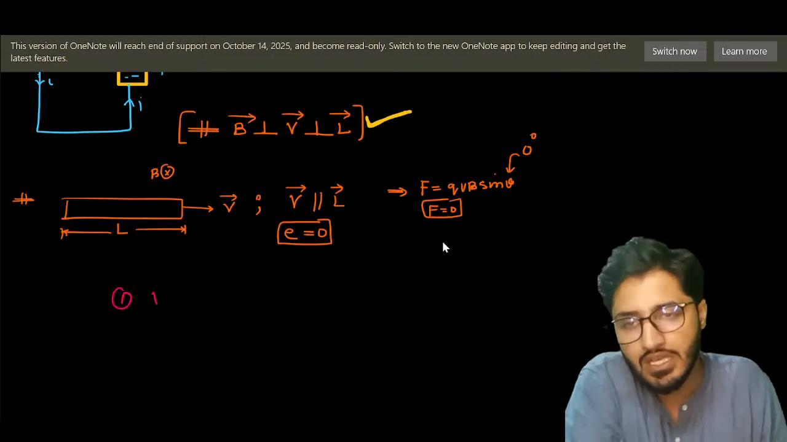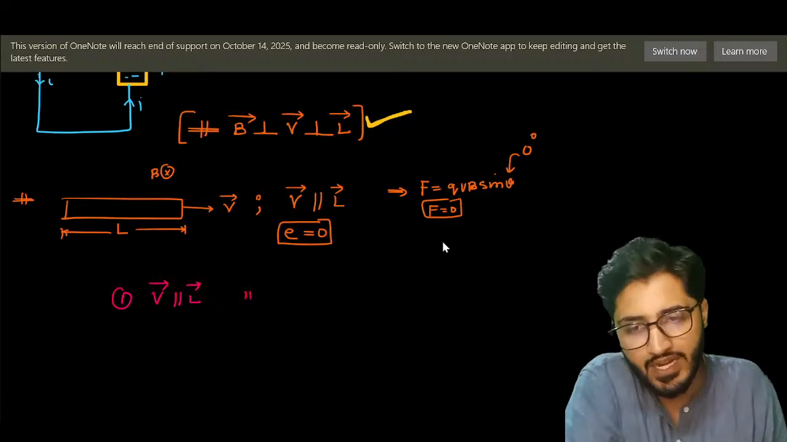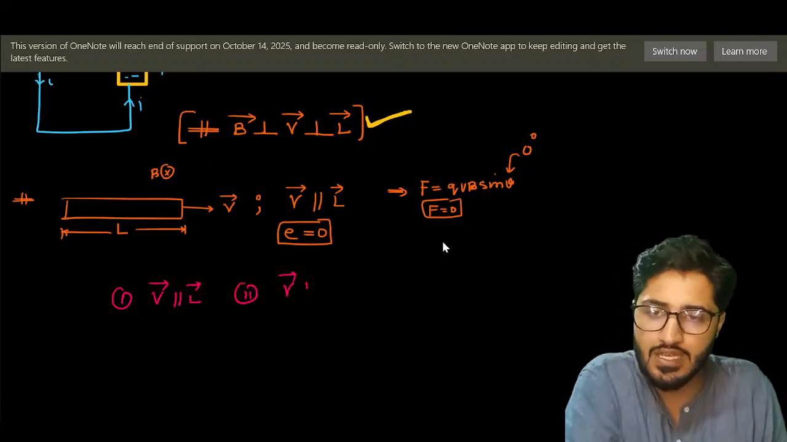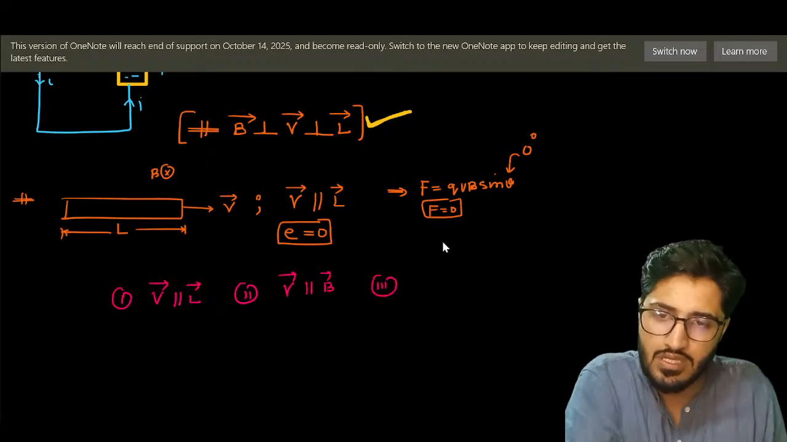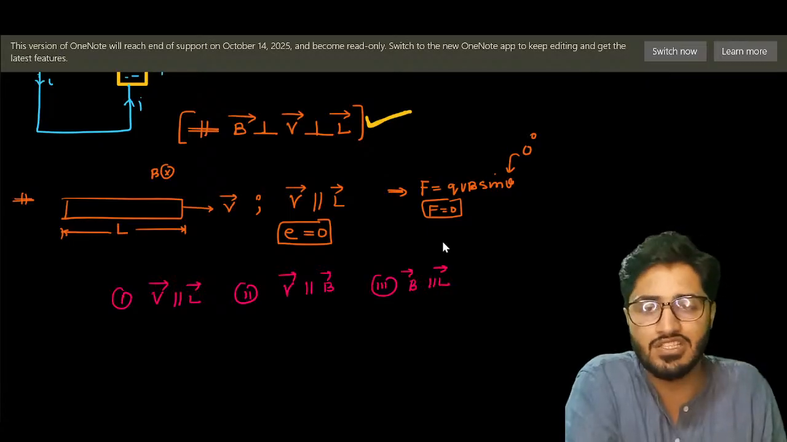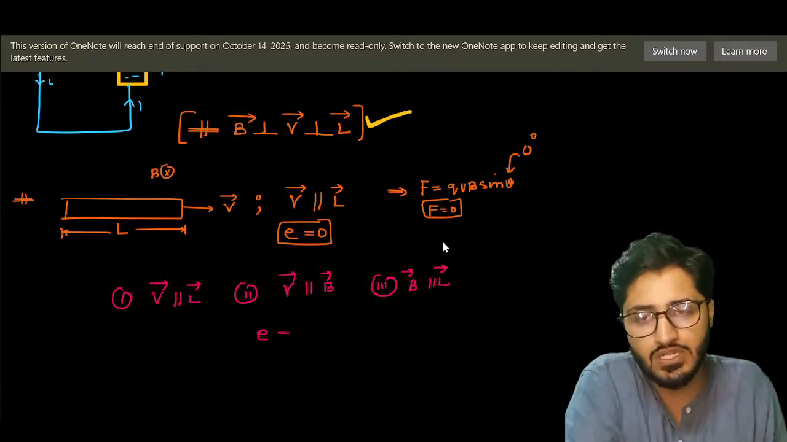So you need to know three conditions. First, if the velocity is parallel to the length. Second, if the velocity is parallel to the magnetic field. Third, if the magnetic field is parallel to the length. In these three scenarios, the induced EMF is always 0.